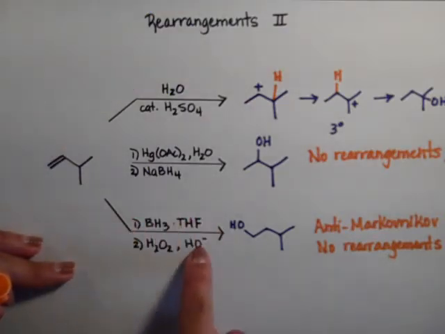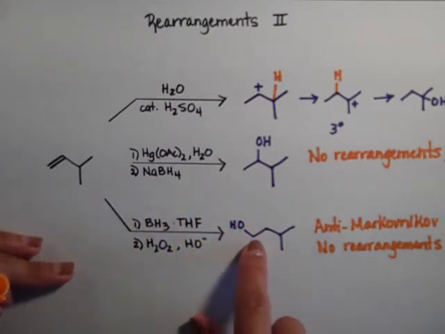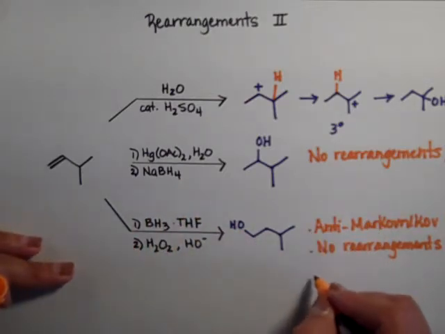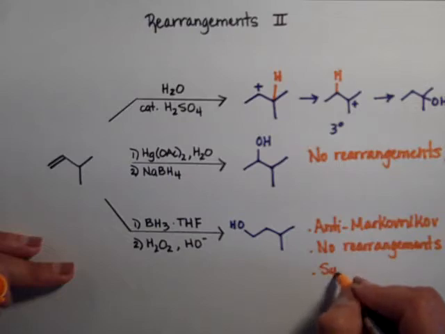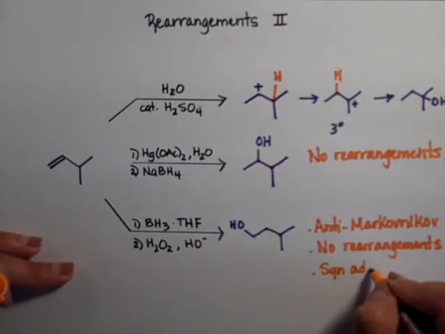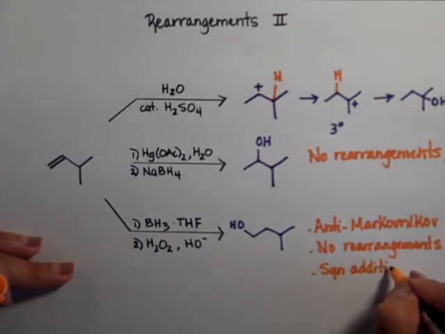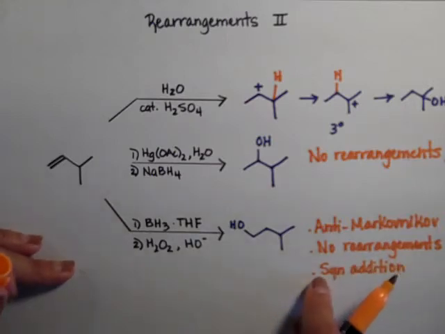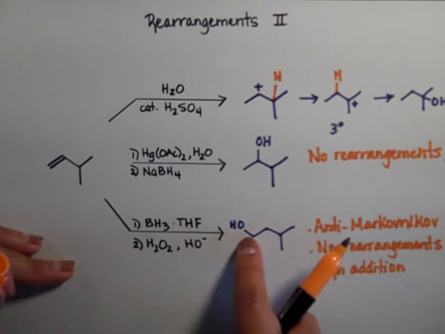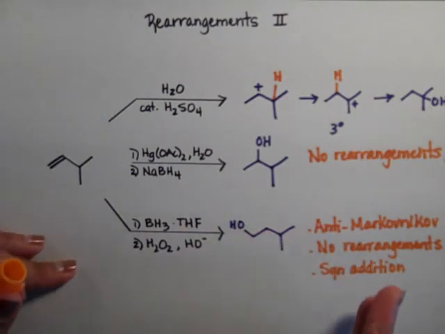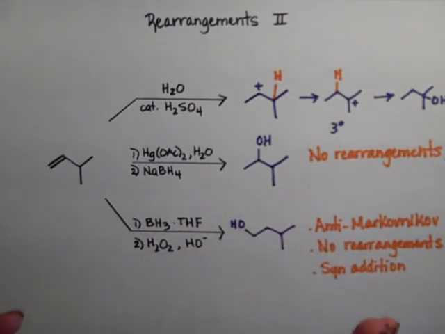And this addition right here, although we cannot see it in this product, it's going to be a syn addition across the double bond. So the hydrogen and the OH that we added are going to be on the same side. Again, we cannot see it here, but if you use a cyclohexene, then you're going to see the hydrogen and the OH on the same side.